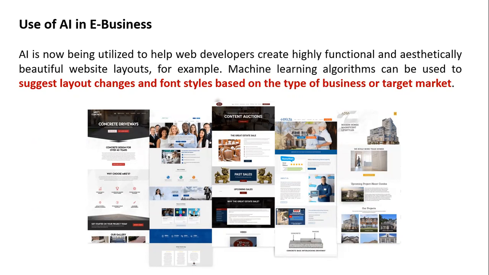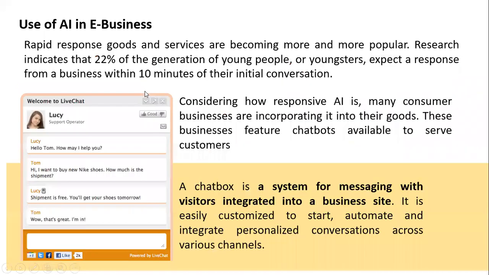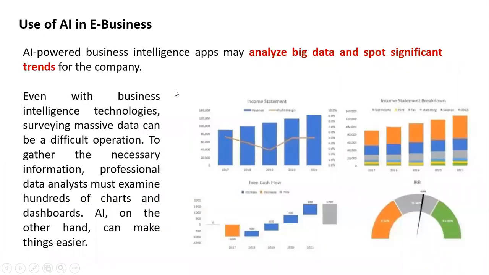So UX means it will always focus on the individual user who is going to use the website or the application. According to the user's interest, all the layouts and everything will be changed. That will be done by AI applications, artificial intelligence applications, right? Next thing, chatbots, we will discuss. Next one, analyzing big data and spotting significant trends.